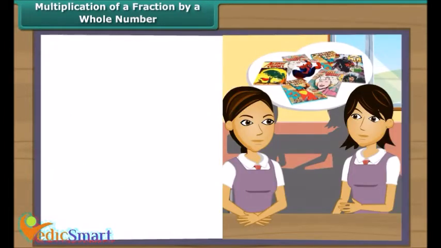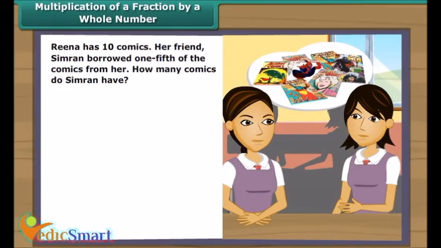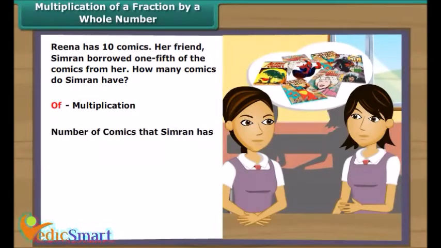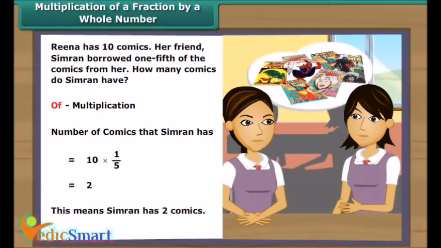Multiplication of a fraction by a whole number. Reena has 10 comics. Her friend Simran borrowed 1/5 of the comics from her. How many comics does Simran have? Friends, remember, of means multiplication. Thus, Simran has 1/5 of 10 comics, which means 1/5 multiplied by 10, which is equal to 2. This means Simran has 2 comics.